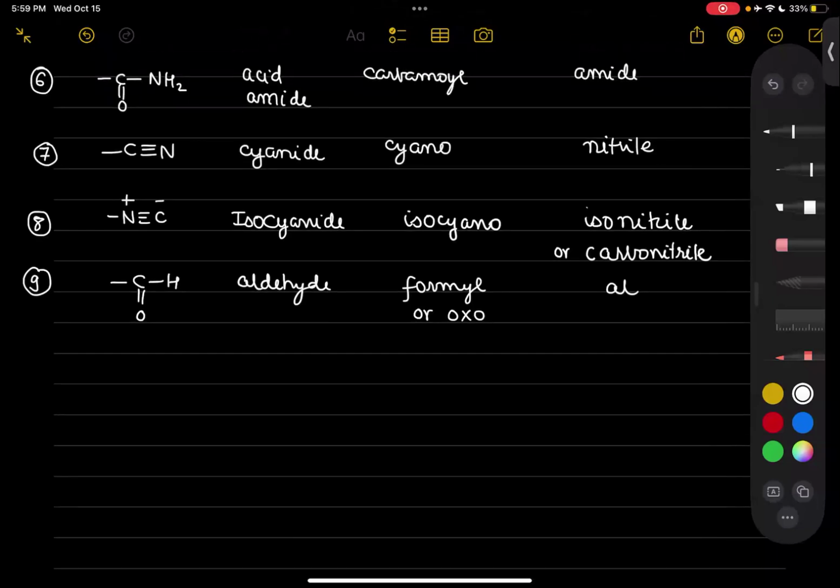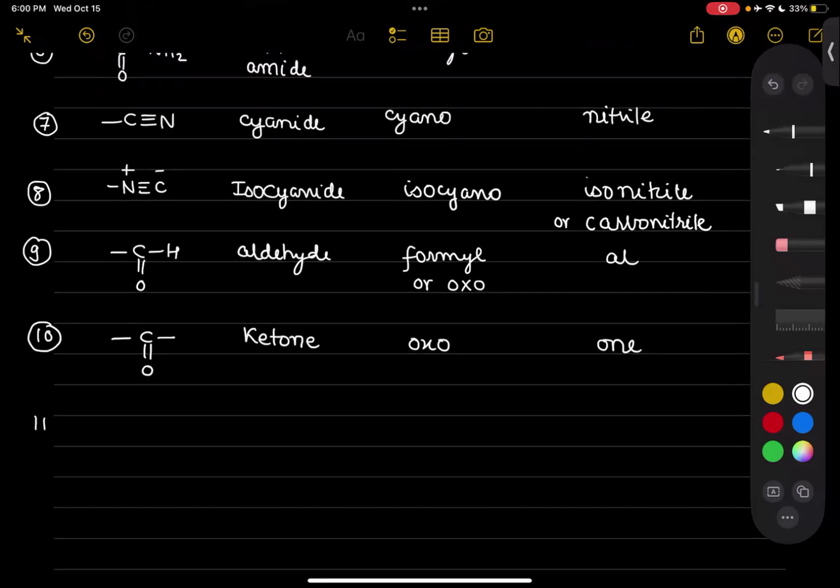Then you have another very closely related functional group to aldehyde, which is ketone. Ketone has carbon on both sides. Aldehyde has H on one side, at least, and a carbon on the other side. Right? Ketone, if it is a prefix, is known as oxo. If it is a suffix, it is known as one. Got it?